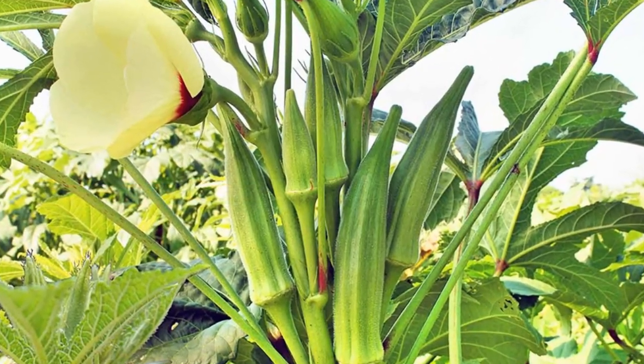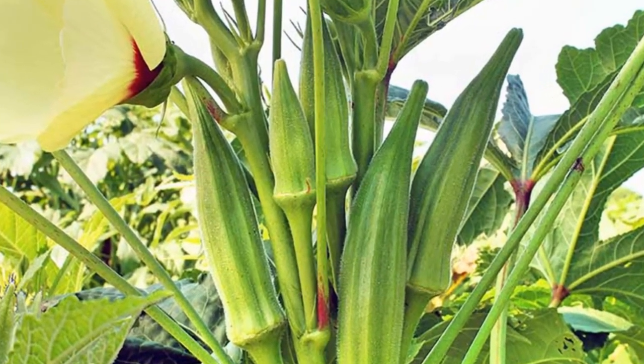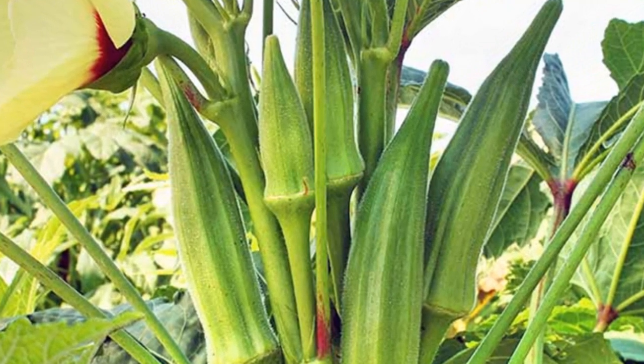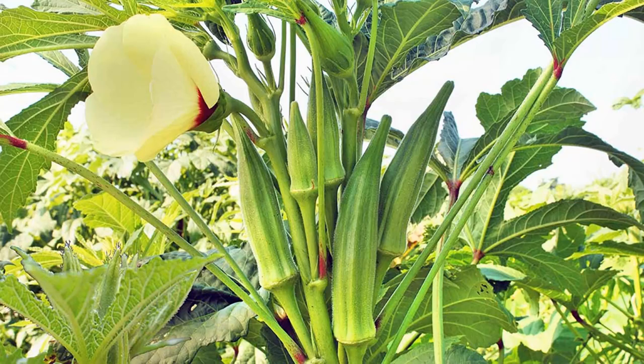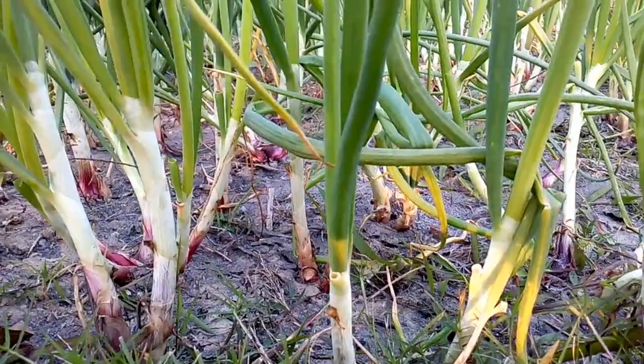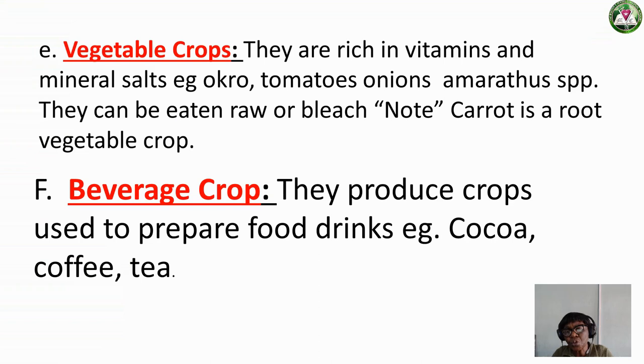These vegetable crops, most of them, we eat them raw, or we bleach them a little before we eat. You don't apply so much heat on them. Examples are the tomatoes, the okra, the onions, the amaranthus species. When I say amaranthus, you know what I mean: the green leaves. So they can be eaten raw or they can be bleached.